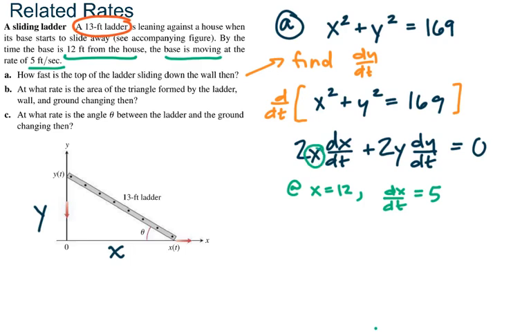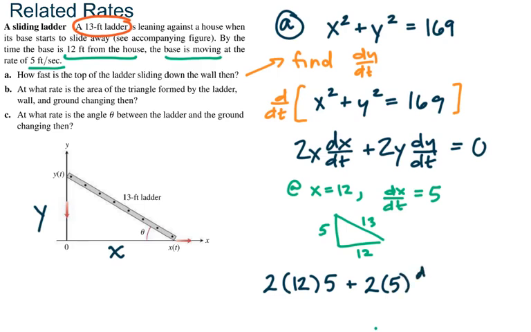So if I plug that in, I have an x value, I have a dx/dt. We're looking to find dy/dt. And if I'm looking to find dy/dt, that means I also need to know this y value here. So I need these values to plug in. Well, at that moment, the shape of my triangle, if I have 12 and 13, I can determine that the height of that side, using my Pythagorean theorem, is 5. So we'll plug those values in. I've got 2, x is 12, dx/dt is 5, plus 2, y is 5, dy/dt is our unknown, and we're solving when it's equal to 0.